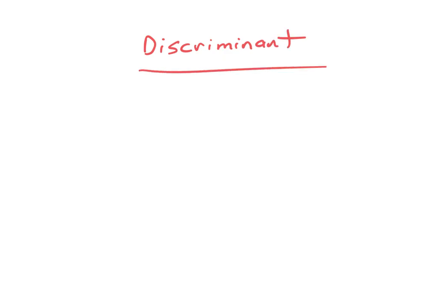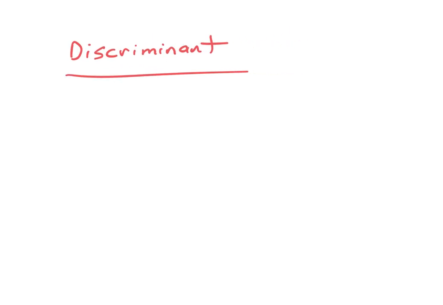All right, last thing that we're going to talk about today is the discriminant. When we solve, the discriminant tells us how many and what type of solution we have. We are not actually solving it when we have a discriminant problem. The discriminant just tells us how many solutions we have and what type of solution it's going to be.